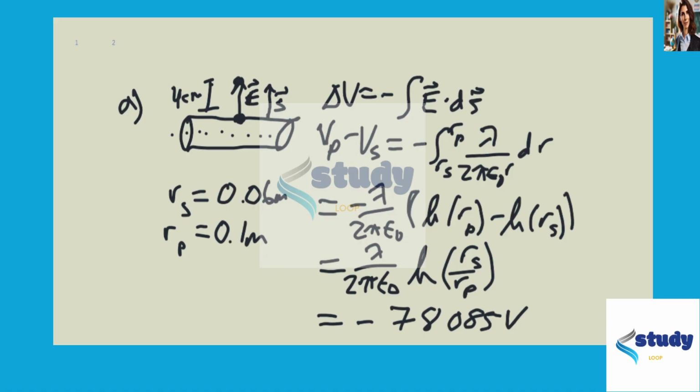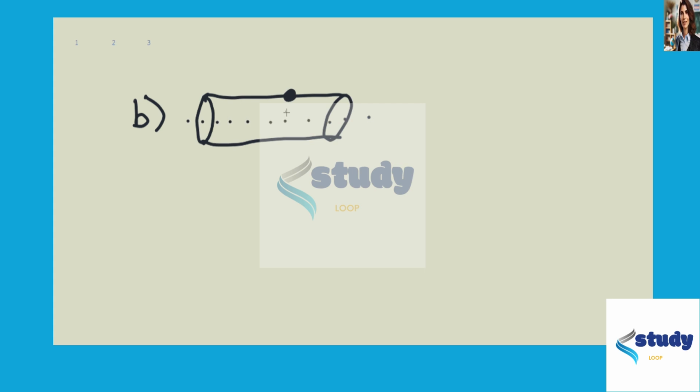Now with part B, we're going to do something very similar. In part B, they're just asking for the voltage between two different points. So we have our cylinder here, and they're asking for the voltage between the surface and a point 1 centimeter away from our axis.